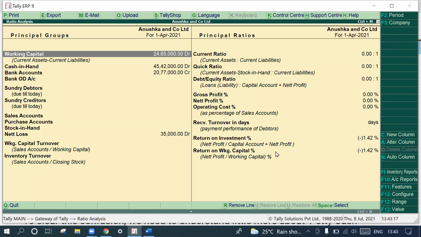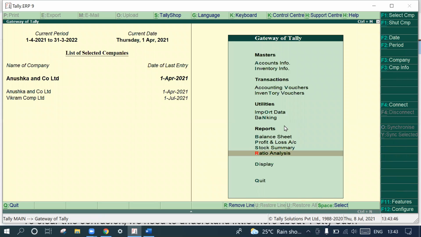Ratio analysis. This is a ratio analysis. Current assets, current liabilities, stock in hand, and loans, and current account plus net profit. Gross profit ratio, net profit ratio, operating cost ratio. This is like this. Okay.